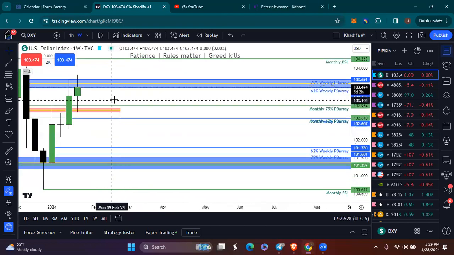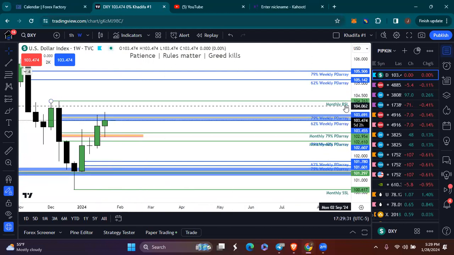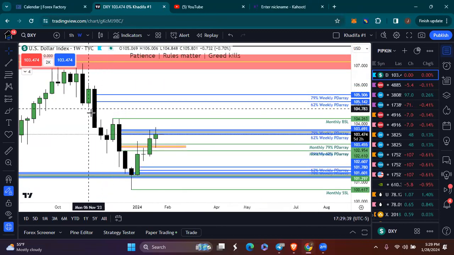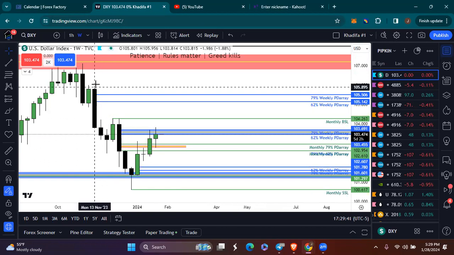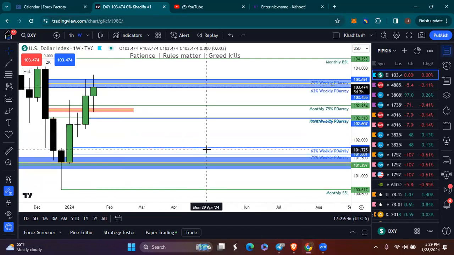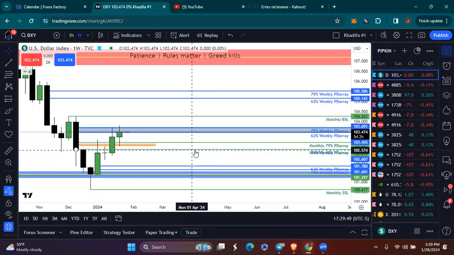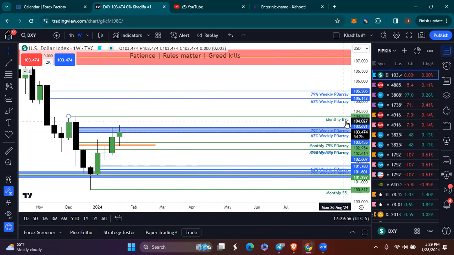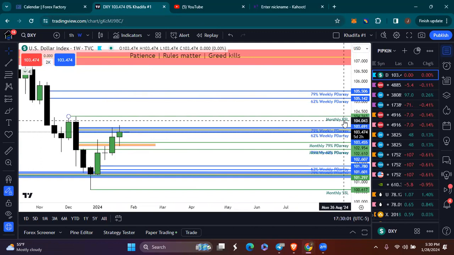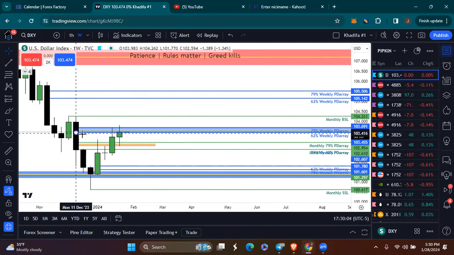And so we focus on buy side liquidity and we focus on sell side liquidity. We also focus on areas of inefficiencies or imbalance in the marketplace, right? And so this week for the dollar index, my bias for the draw on liquidity is to the buy side liquidity. So I think the draw on liquidity for the dollar this week is on buy side liquidity.